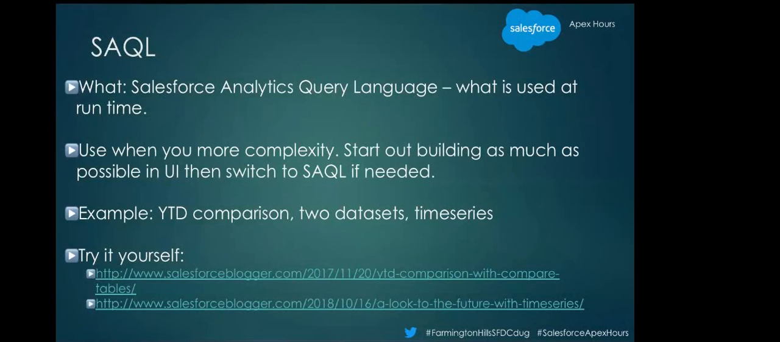The times where it makes sense is when you want to do something that has a little bit more complexity to it. Generally, that's just my preference, I start out building as much as I can in the UI, and then I switch over to SAQL if I need it. There are different ways we can use SAQL. One example is the year-to-date comparison, when you want to look at how my opportunities looked last year at the same time period as what we have this year till this date.